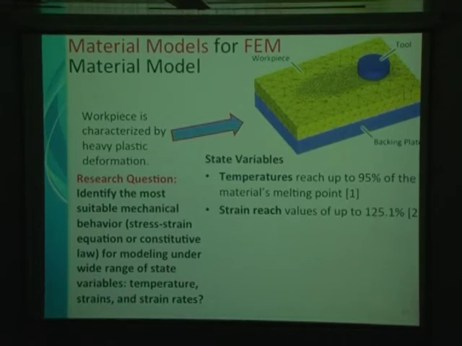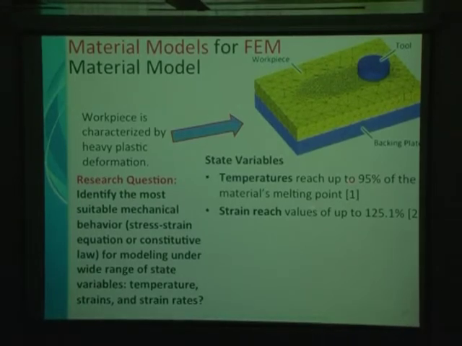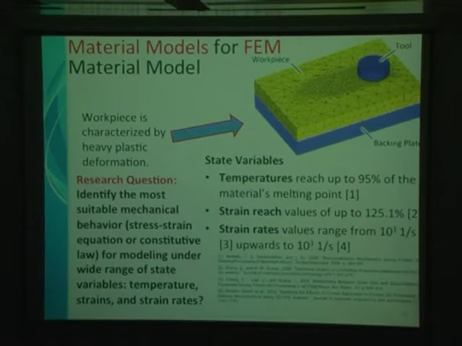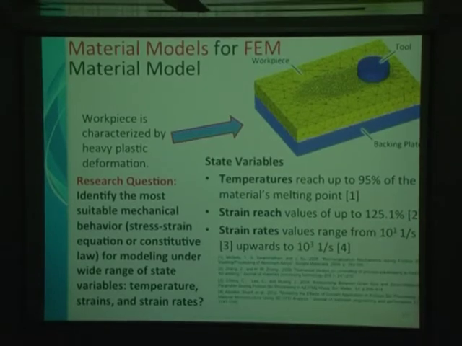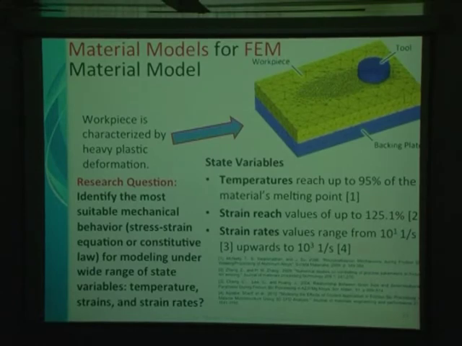Temperature ranges all the way up to almost melt. Again, you don't want to melt. Once you melt this thing, this is no longer FSW or FSP. Strains are about 125%, extremely high strains. Strain rates vary from a low estimate of about 10 to about 1,000. Okay, we're measuring and we're estimating about 100, but those are the reported values.